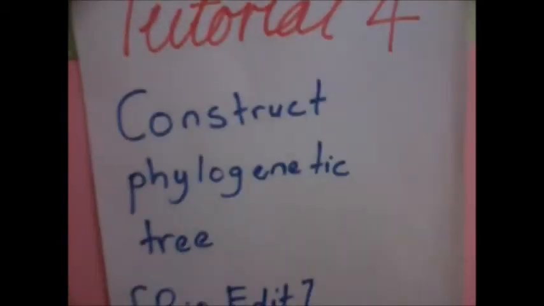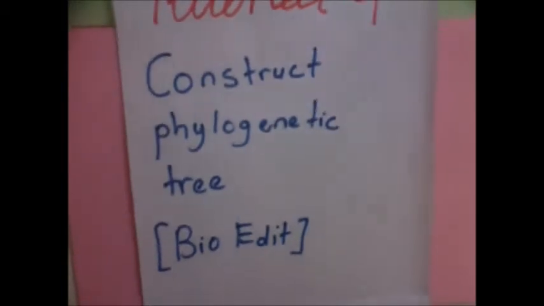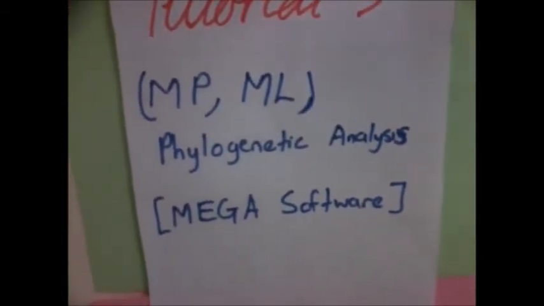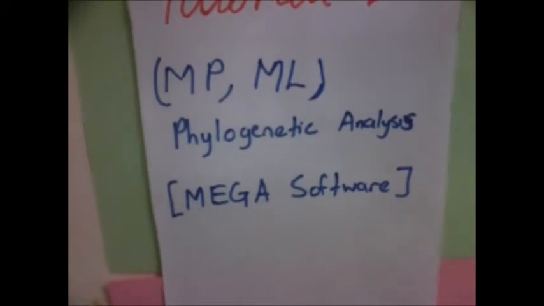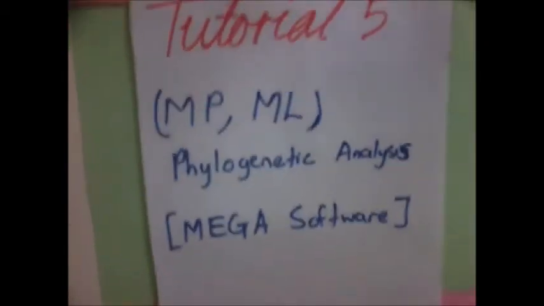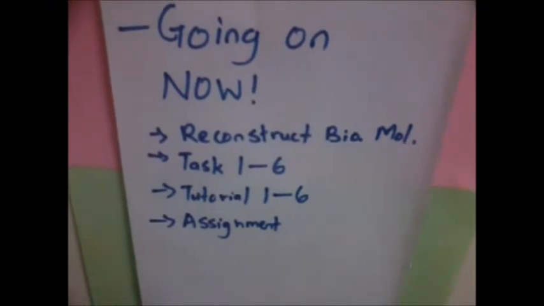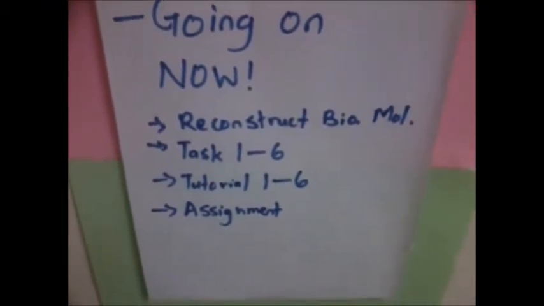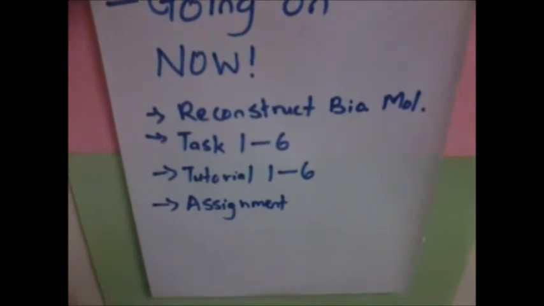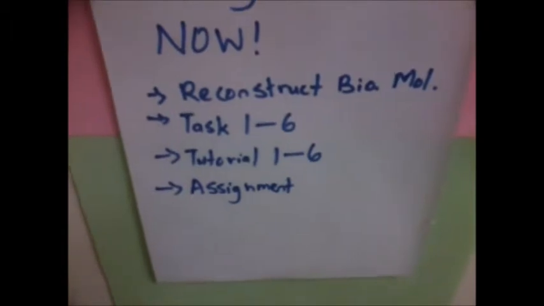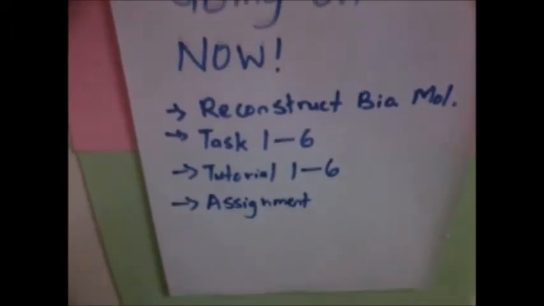And for tutorial 4, we will construct a phylogenetic tree using BioEdit. Tutorial 5 covers phylogenetic analysis, where we use MP and ML in MEGA software to get the tree, so we will learn from the MEGA software. And tutorial 6, which is going on now, is where we have to reconstruct our biomolecule structure. This covers task 1 until task 6, tutorial 1 until 6, and the assignment.